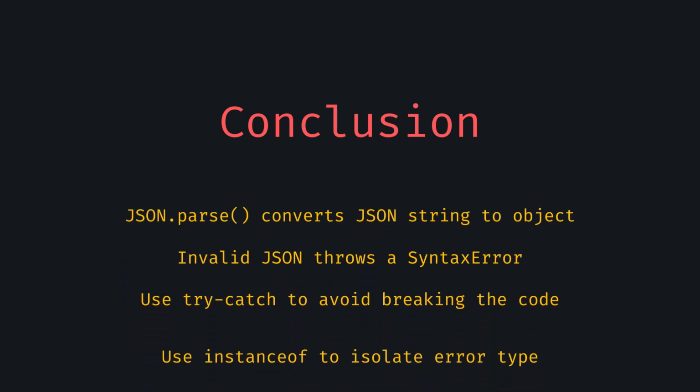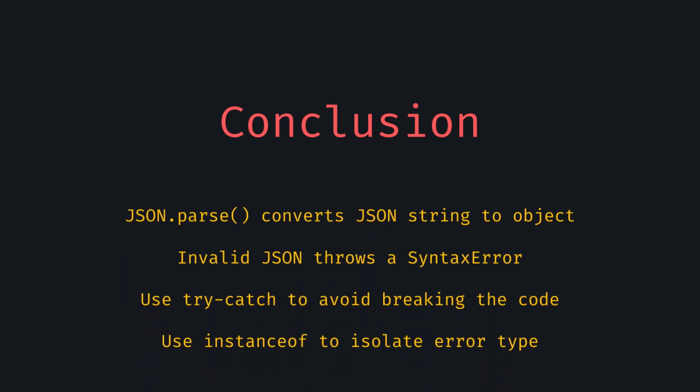To recap, JSON.parse lets us safely convert JSON strings to JavaScript objects. However, if the string is malformed, it can throw a syntax error. By wrapping it in a try-catch and checking this error type, we protect our app and deliver more helpful error messages.